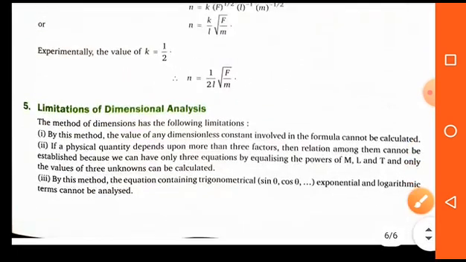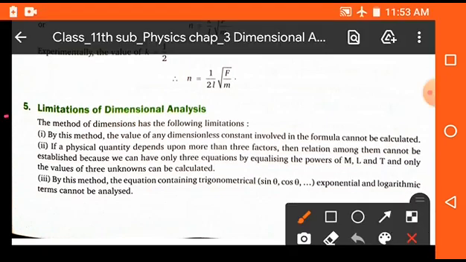Okay students. In the last, we will discuss the limitations of dimension analysis. As we know, dimension analysis is a very important and useful method for finding different things. But there are some limitations also. The first limitation is that by this method the value of any dimensionless constant involved in the formula cannot be calculated. It means that if we are deriving a formula and there is a dimensionless constant, we cannot calculate the value of that constant.